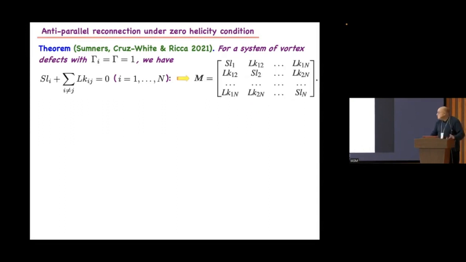Now, how do you read this? You can convert this to a linking matrix, and this linking matrix has a diagonal with self-linking numbers and Gauss linking numbers on the other entries. Remember, the matrix is real and symmetric because Lk12 is equal to Lk21. But the interesting case is that the sum of all row components or column components is 0.